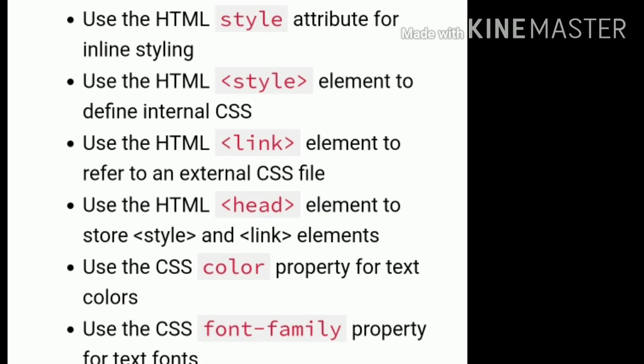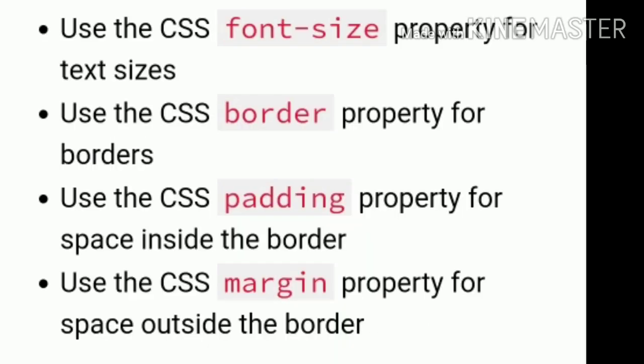Use the CSS color property for text colors. Use the CSS font-family property for text fonts. Use the CSS font-size property for text sizes. Use the CSS border property for borders. Use the CSS padding property for a space inside the border.